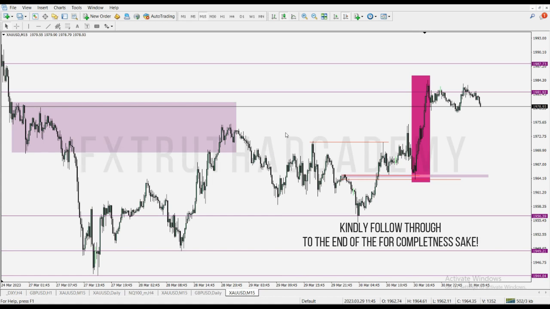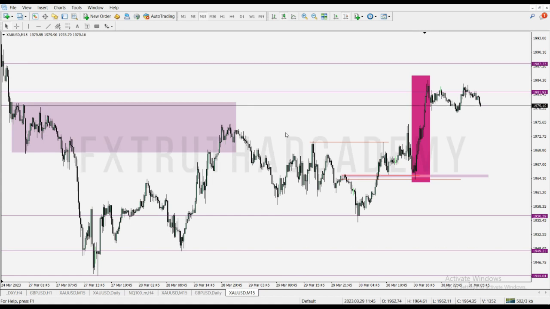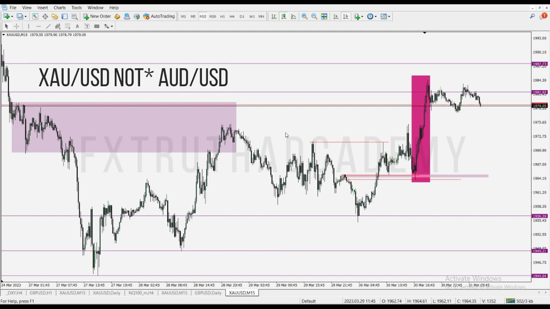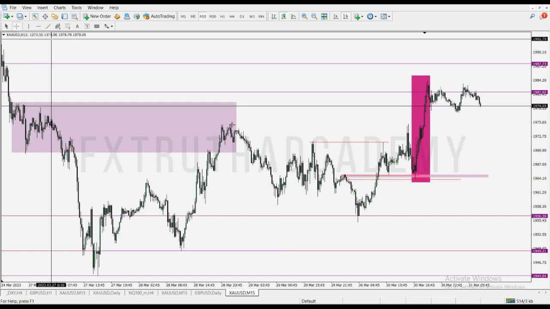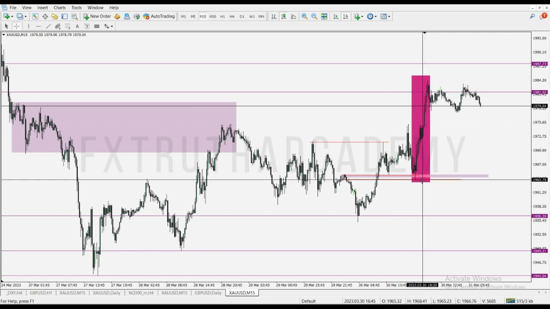So in today's video we're going to be backtesting the AUD USD. I'm going to be showing you how I arrived at this particular expansion here, this particular trade setup to the buy side. I'm going to be using the TradingView platform because of the replay tool to show you the step-by-step process on how I was able to arrive at that particular setup.